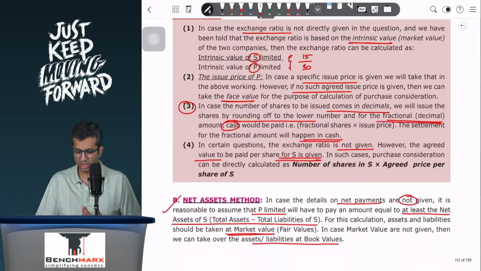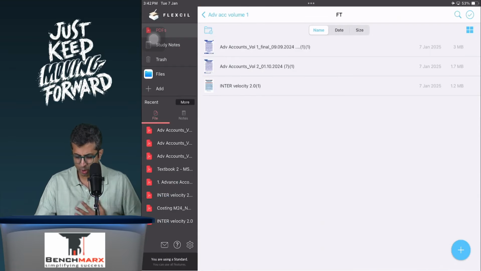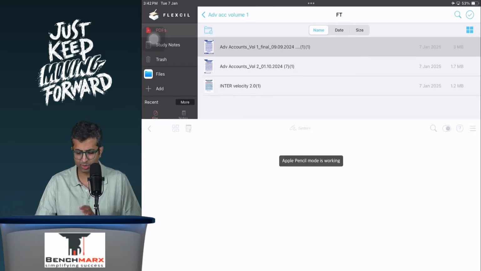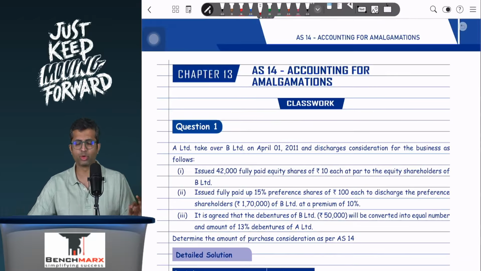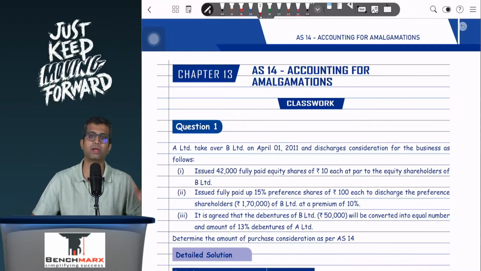Now, before you go to the accounting, we will try a few problems to see if you are able to understand. First, we'll go to our volume 1, where you will do question 1 and question 3 in AS14, and then you will go to your volume 2, where there is the bulk of the questions.